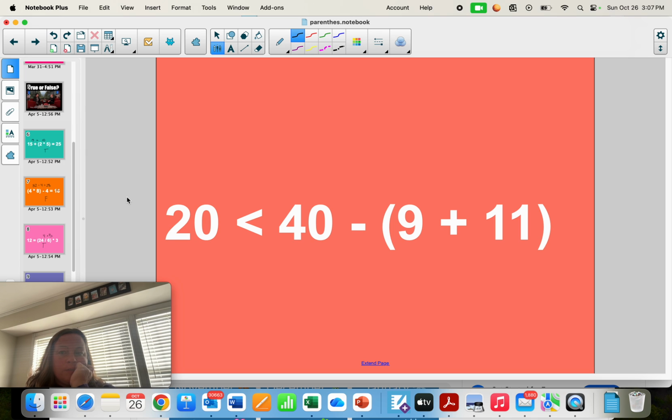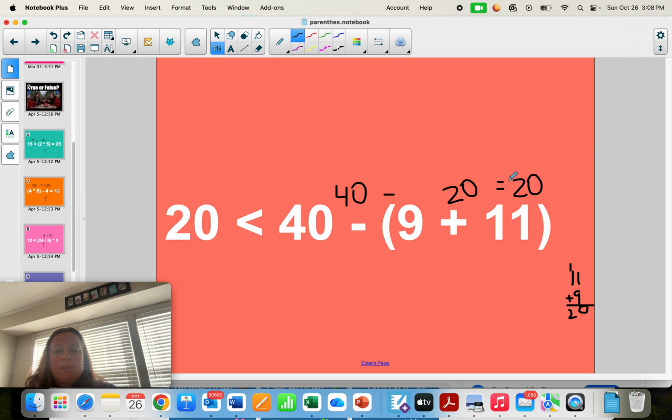So I wonder, true or false? Let's see. Okay, so I know I'm going to do whatever is in parentheses first. So 9 plus 11, and if you have to write it out here to the side, there's nothing wrong with that. Okay, but 11 plus 9 is 20. And then I'm not done yet. I still have to do this 40. So 40 minus 20, well, that equals 20.